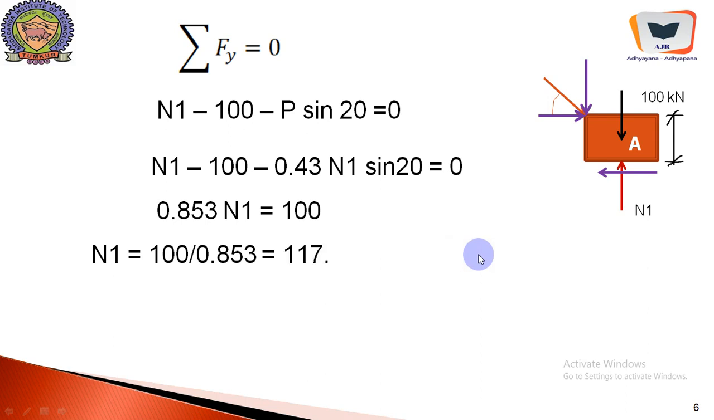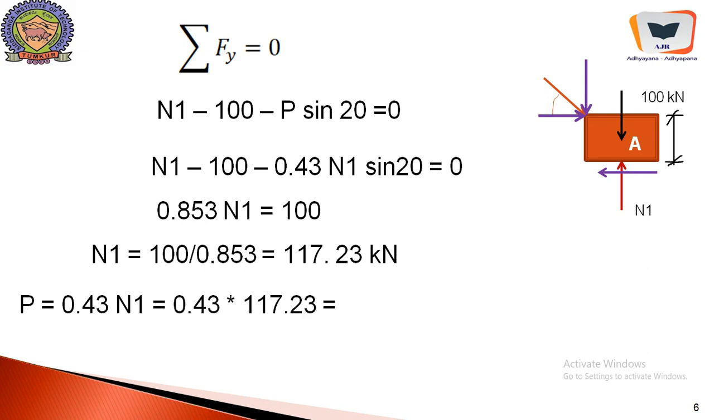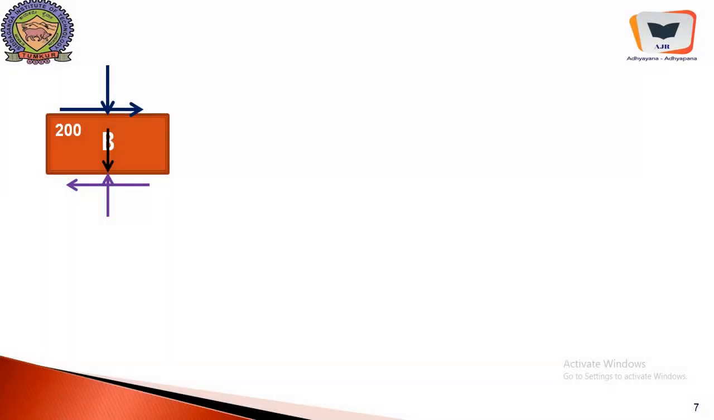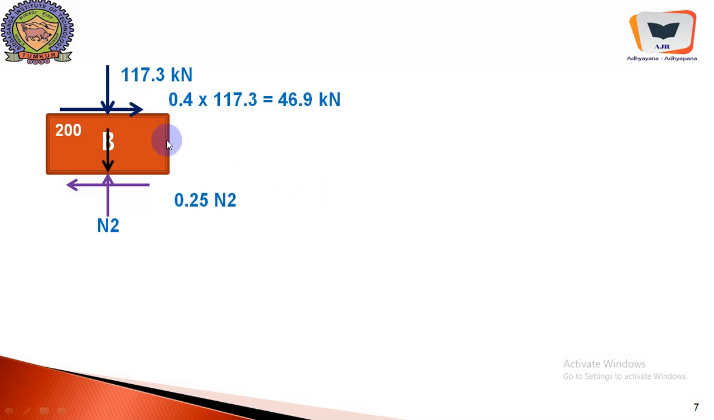So N1 happens to be 117.23 kilonewton, and therefore P can be calculated to be 0.43 into N1, that is 50.49 kilonewton. Now, since the question, this force required, this is the force which is required to cause impending motion between top and bottom blocks. Now, we will write the free body diagram of the bottom block.